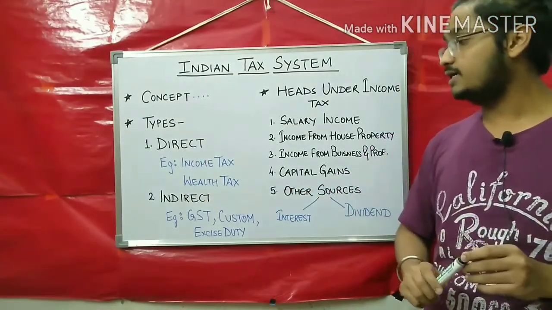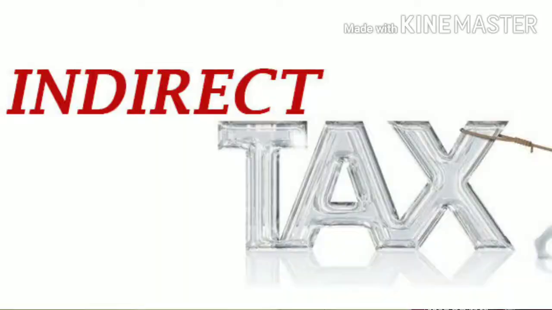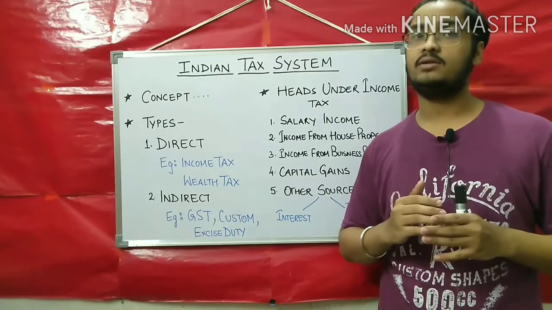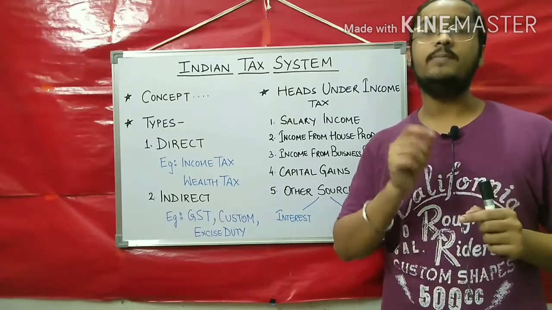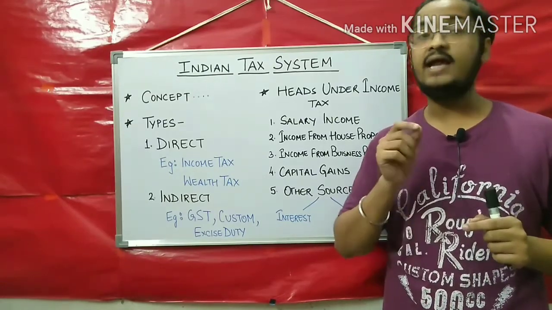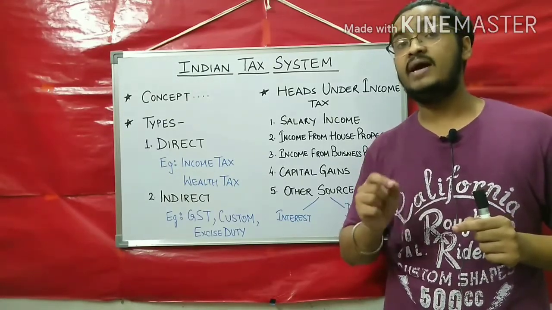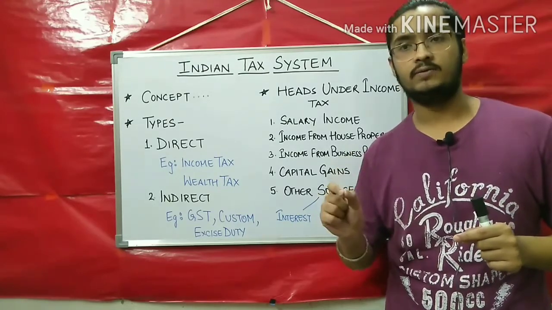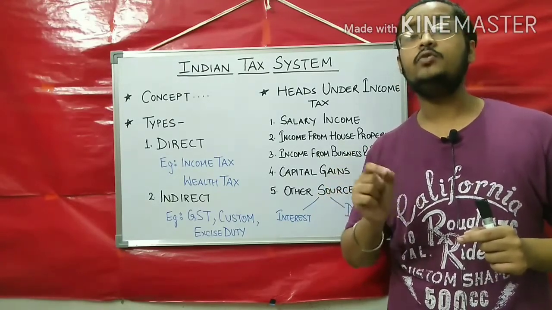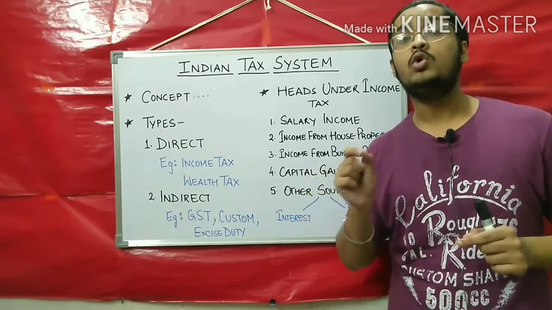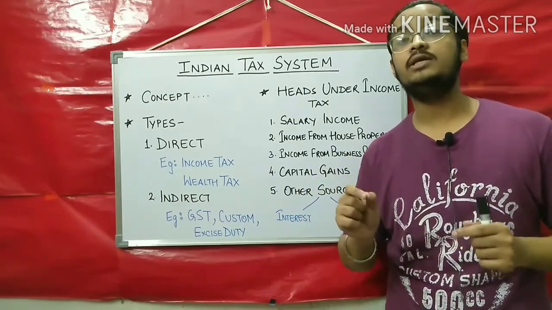Now coming to the second one, that is indirect tax. Indirect tax mainly refers to those taxes which are imposed on goods and services, and the tax is paid by the ultimate consumer. Here the tax needs to be paid by the final consumer who is consuming or purchasing the product.